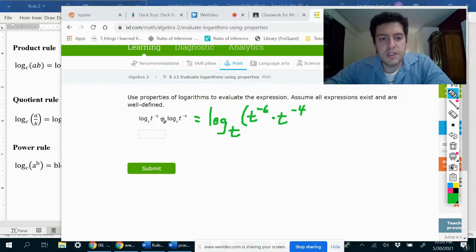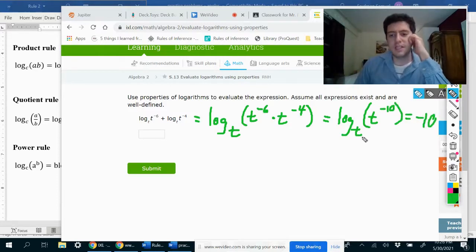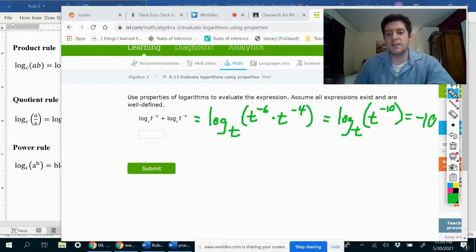Okay, since we see addition over here, we would add these exponents. Negative 6 plus negative 4 is like negative 6 minus 4, that would give us negative 10. So the answer here would be negative 10. T to the negative 10th is equal to T to the negative 10.